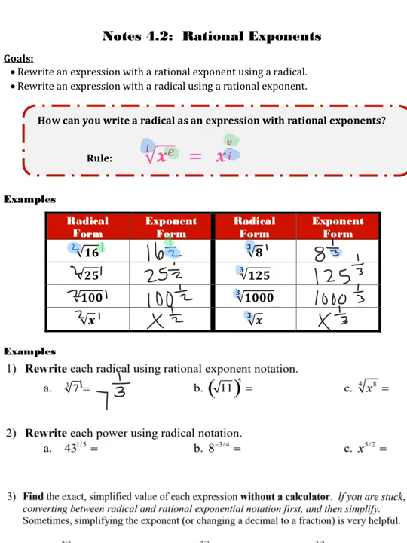Example B, notice my base number is 11, so I'm going to start my answer off with an 11, and then I'm going to go to the exponent, and I'm going to use, notice the 5 up here as my exponent. That's going to be my numerator, and remember square root has an index of 2, even if it's not written there, so I'm going to use the 2 as my denominator. So that's 11 to the 5 halves.